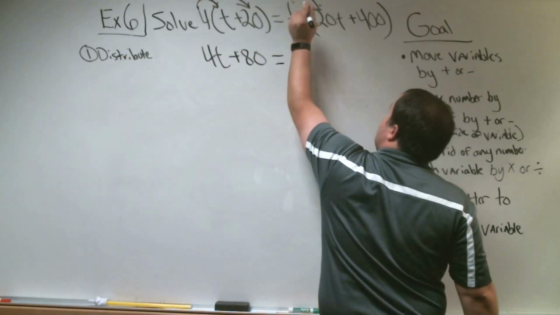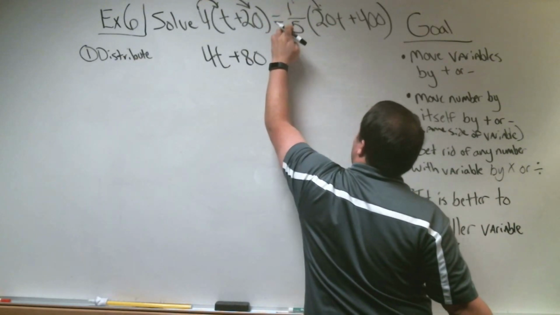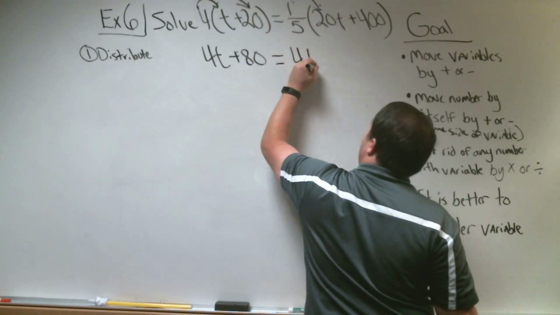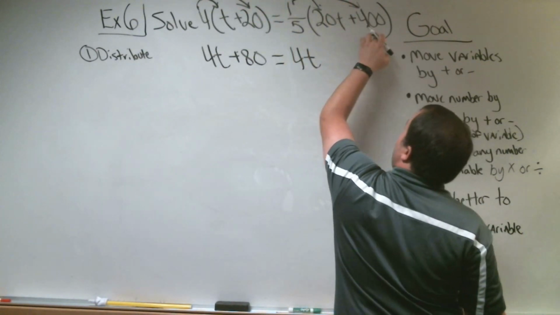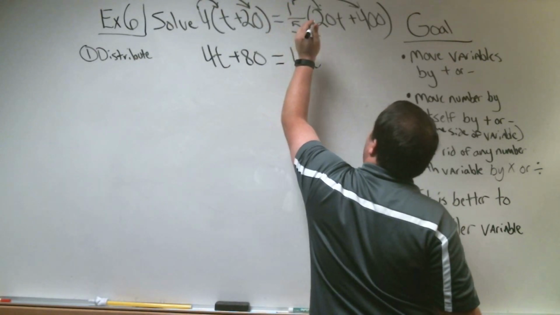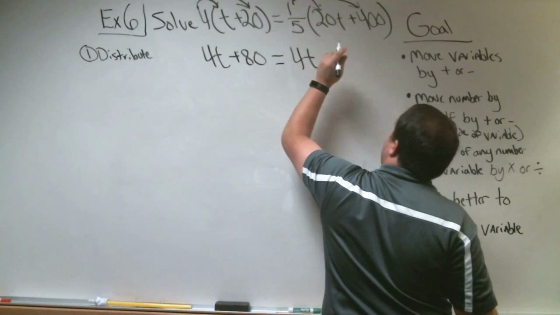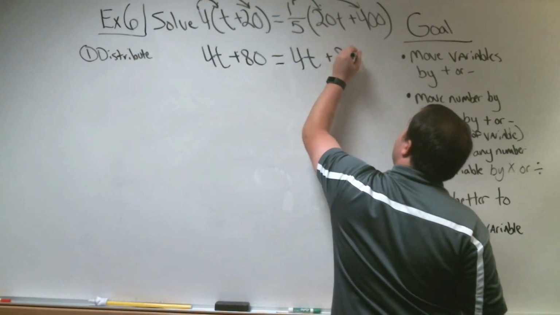Now I'm going to take the fraction times 20. So 20 times 1, that's 20. 20 divided by 5, that's 4. So I have 4t. Do the same thing to 400. 400 times 1, that's 400. 400 divided by 5, that would be 40 divided by 5 is 8, add a 0, so 80.